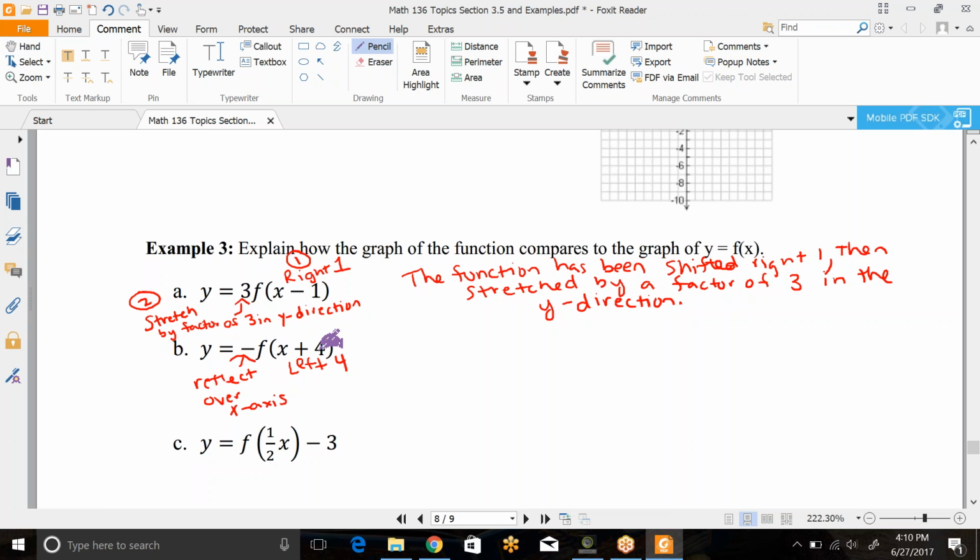So if we were going to write this out, the +4 is actually closer to the x, so that's going to go first. The reflection is going to go second. And if you're graphing this, that is also the order that you graph it in. So if you're trying to do the transformations, you always work from the inside part out. So then this would be the function, we're just going to say f of x, was shifted left 4 and then reflected over the x-axis.